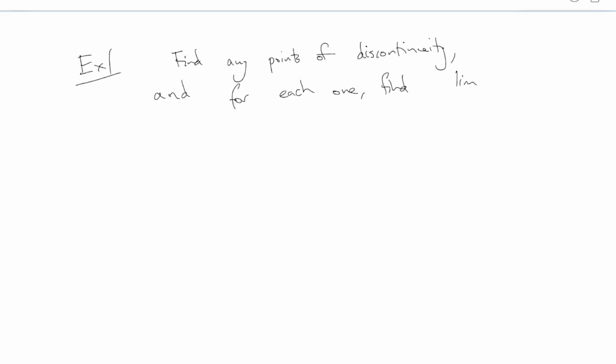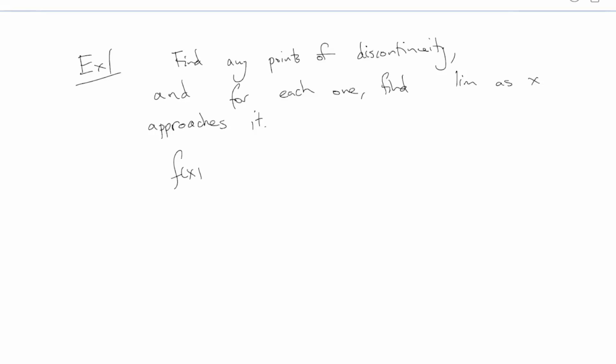How about: find any points of discontinuity, and for each one, find the limit as x approaches it. I don't know if you understand the question, but I'll tell you what I mean. We're going to find all the points where it's not continuous, and for each of those points, we're going to find the limit of the function as x approaches that point.